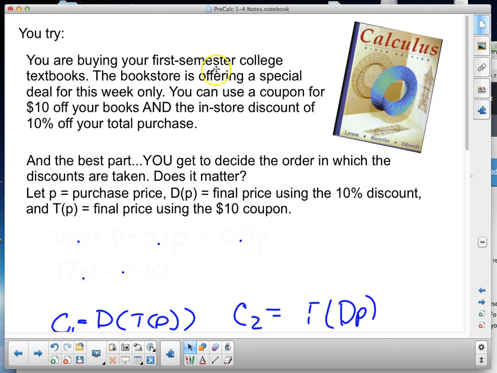Now you try. You're buying your first semester college textbooks. The bookstore is offering a special deal for this week only. You can use a coupon for $10 off of your book and the in-store discount of 10% off your total purchase. And the best part, you get to decide the order in which the discounts are taken. Doesn't matter. Let P equal the purchase price, D of P the final price using the 10% discount, and T of P the final price using the $10 coupon. So we have this, D of P and T of P.